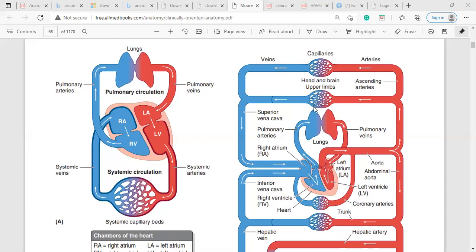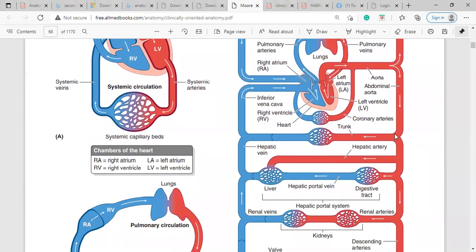So upper limb, the brachial artery, and then the head and the brain is the carotid artery. So this one you see ascending arteries here, right? When it gets to the brain, it becomes the carotid artery. Then this abdominal aorta comes down. Now it needs to go supply these different organs, okay? It needs to supply different organs.